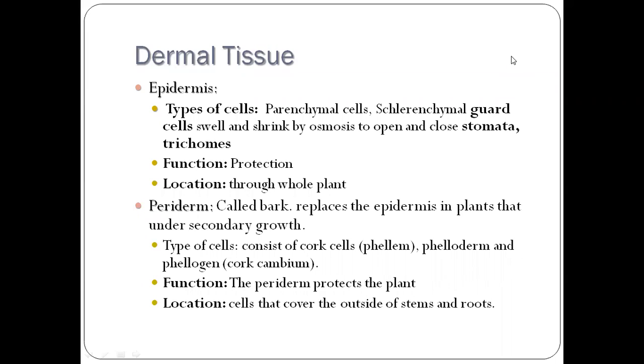Then we have the sclerenchymal guard cells, which swell and shrink by osmosis to open and close stomata. And the stomata are tiny pores which control the exchange of oxygen and carbon dioxide gases and release water vapor. Trichomes, the last one. They can be unicellular or multicellular and are hairy, vary in size, texture, density, and purpose. They can absorb water and minerals.